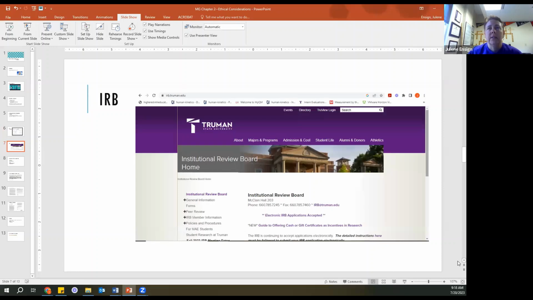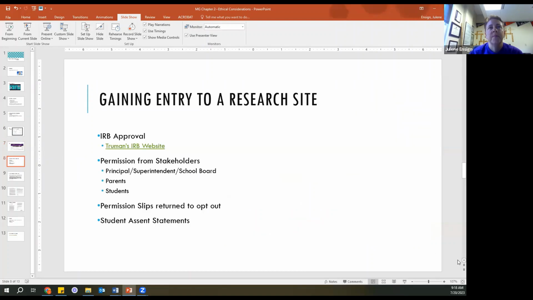I'll take you there in a second to show you around, but just note that there's a whole section where you click in where it says for MAE students, and it has some sample docs and walks through the process of what you'll need when you're getting ready to conduct your action research project.